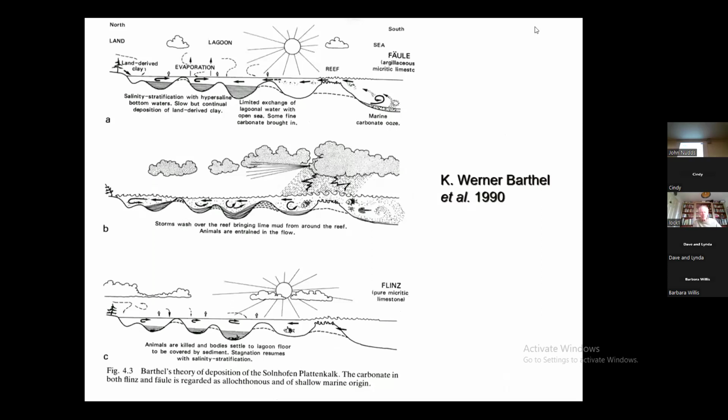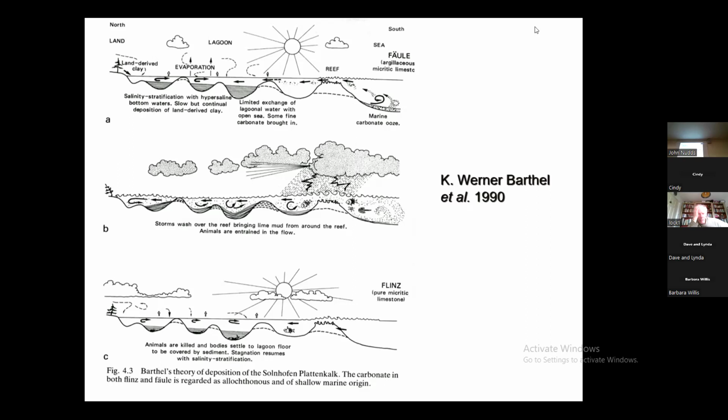This is from the work of K. Werner Barthel, a sedimentologist who did a lot of work in the 60s and 70s, and this is his model of what was happening. So he thought that the fauna was being deposited under normal conditions. When you've got land-derived clay coming in, this is the restricted basin. Here are the sponge mounds dividing the basin into these platten calk basins. There's the reef separating the shallow sea from the open sea. So land-derived clay coming in to the system.